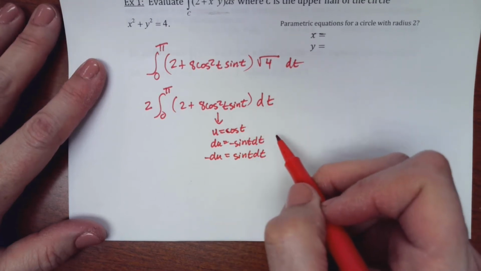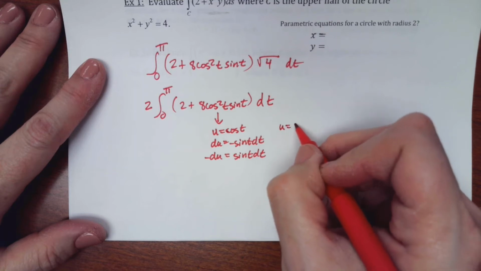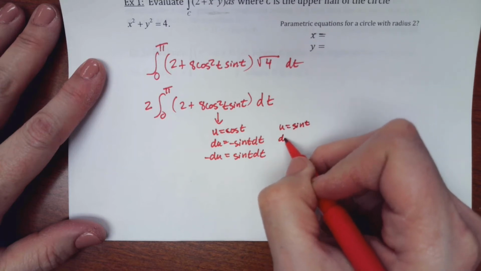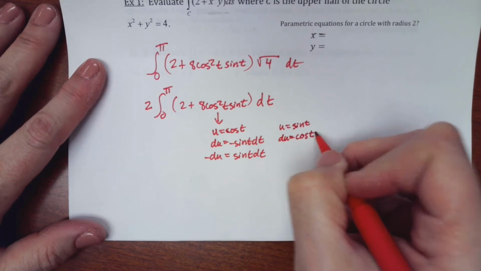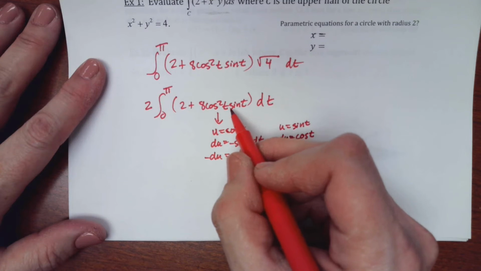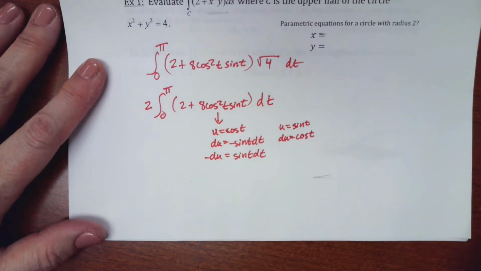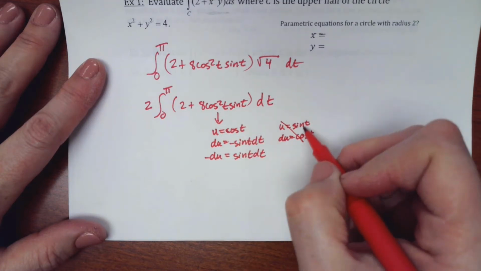And if I had done it the other way around, if I made u equal to sine, you might be like, oh, that's easier to do du because it's just cosine. So yeah, this would take care of sine and one of these cosines, but what would I do with the other one? I'd be stuck, and so I can't do it this way.